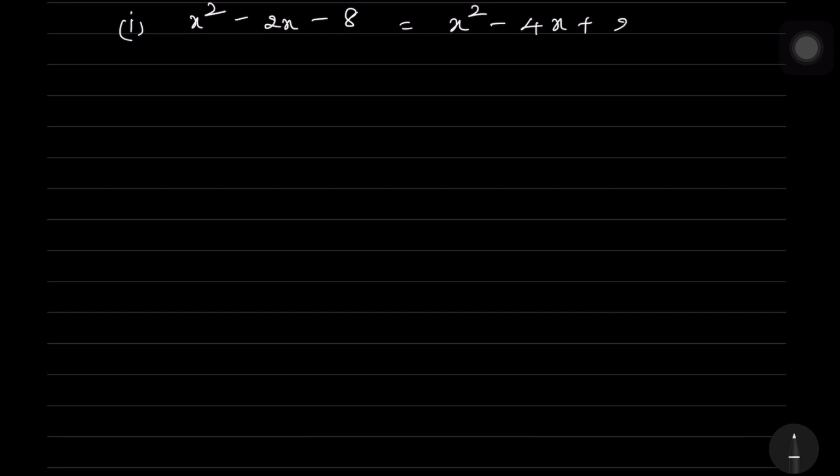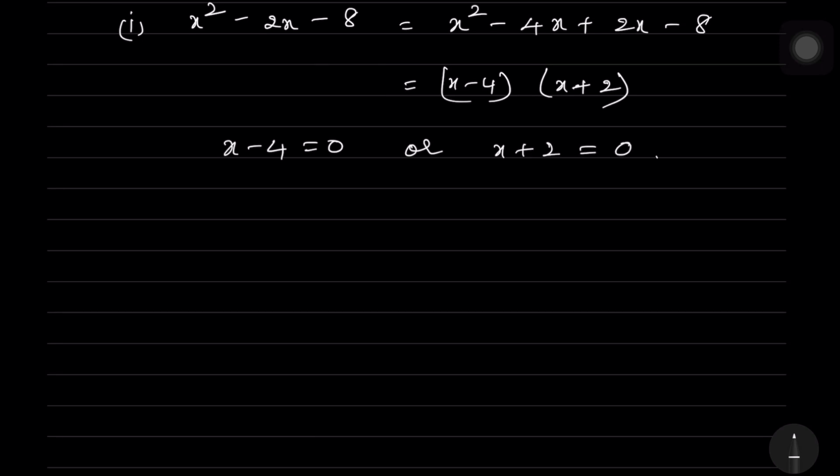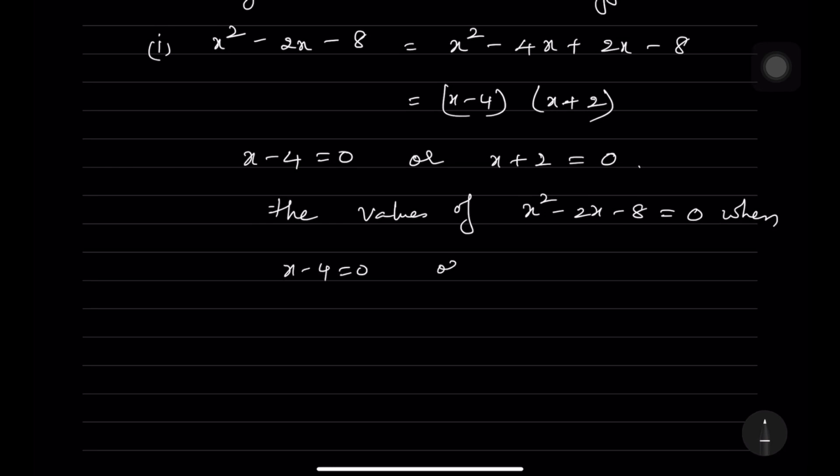So the first problem given over here is x square minus 2x minus 8. You can write minus 2x as minus 4x plus 2x. So you're writing the factors for this, taking out x common in the first 2 terms, and in the last 2 terms also you can take out common. So you can write it as x minus 4 into x plus 2. When you equate these values to 0, then you get the 2 zeros of this. That is, x is equal to 4 is one zero, x is equal to minus 2 is one of the zeros.